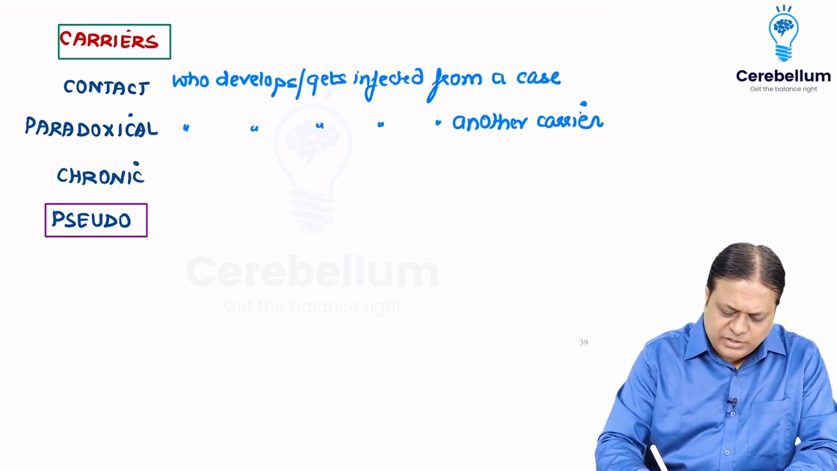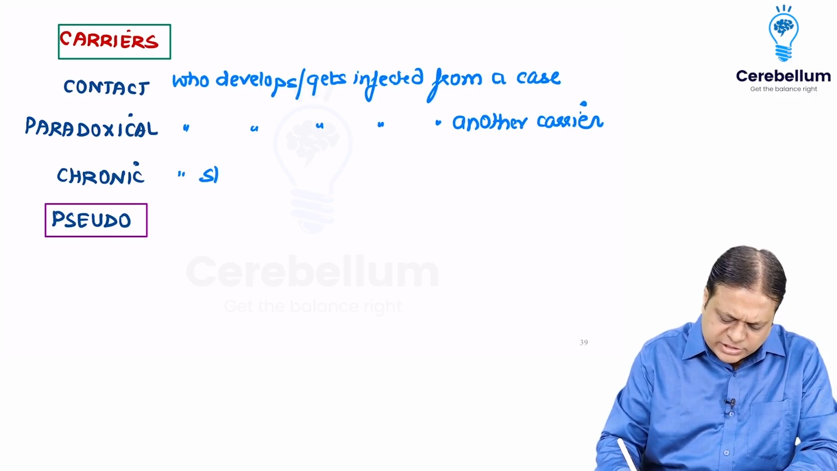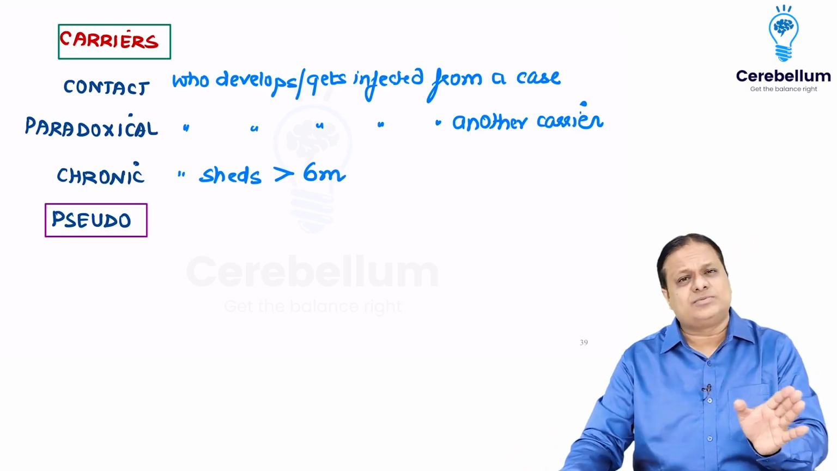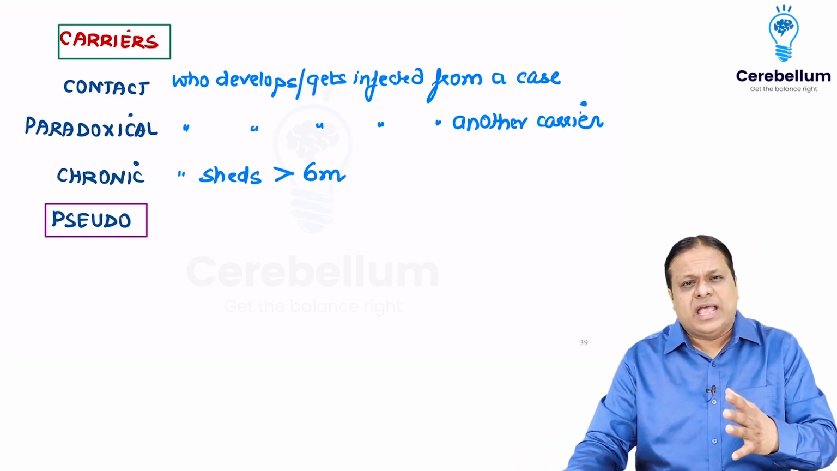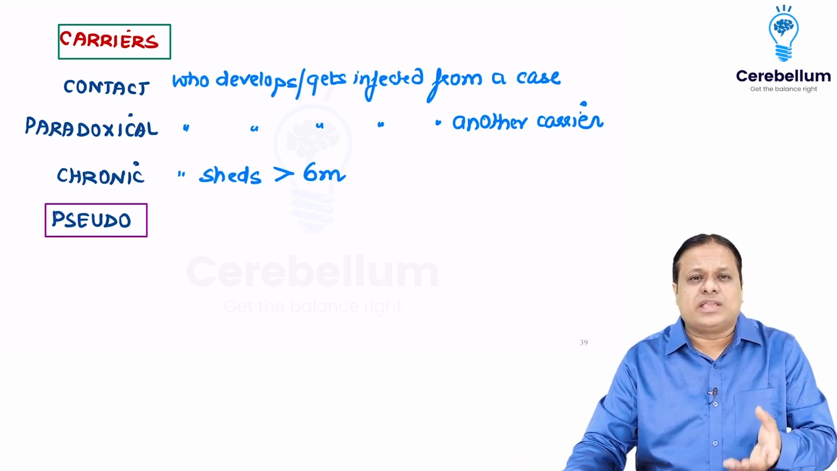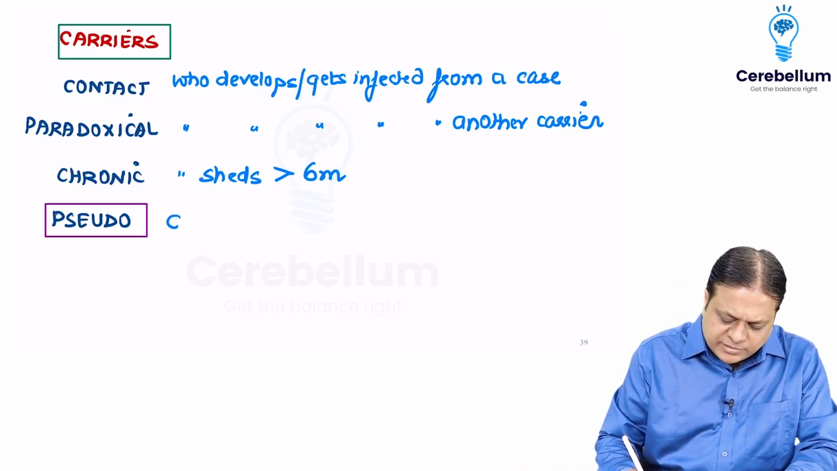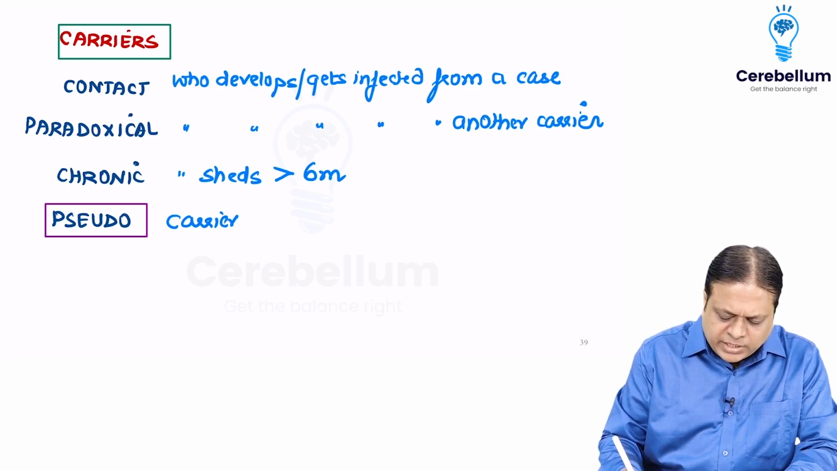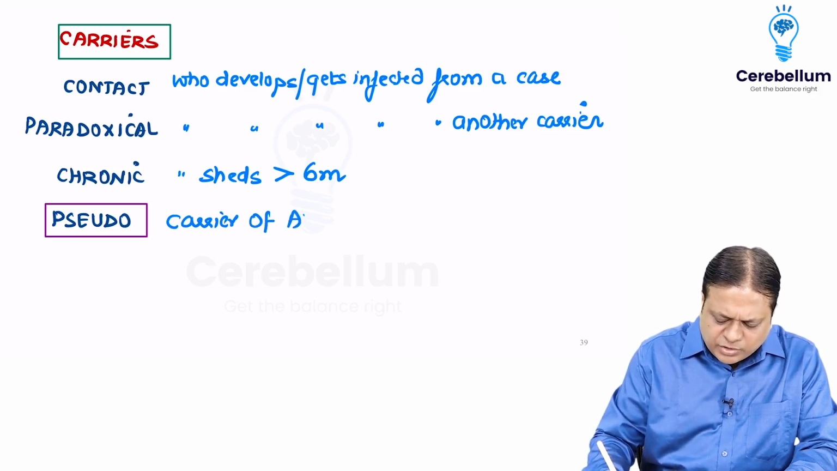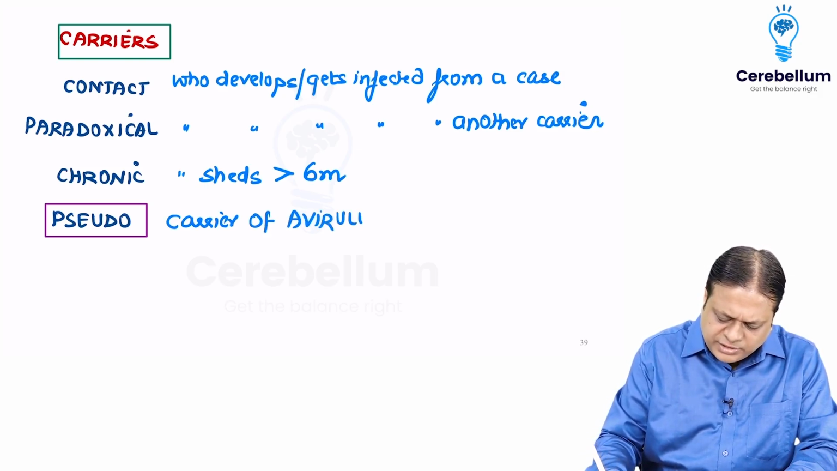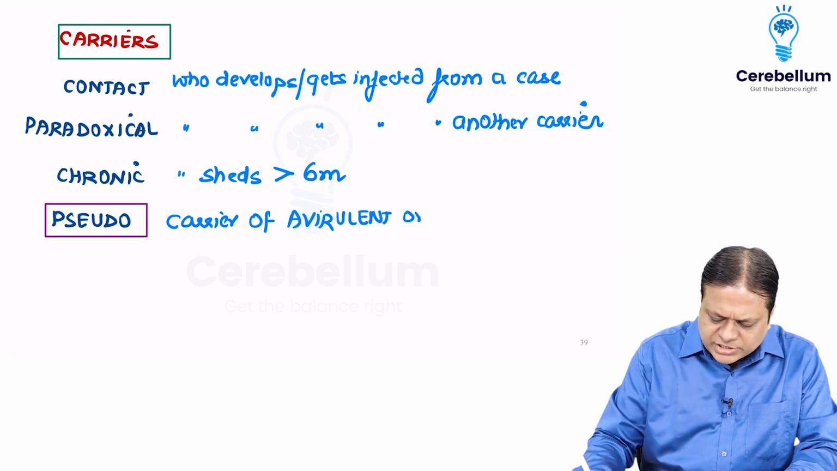Chronic carrier usually is who sheds organism more than 6 months. So less than 6 months would be acute carrier, and pseudo carrier, never says not a carrier. It is also a carrier, but he is a carrier of a virulent organism. Nothing to worry. No manifestations will be there.